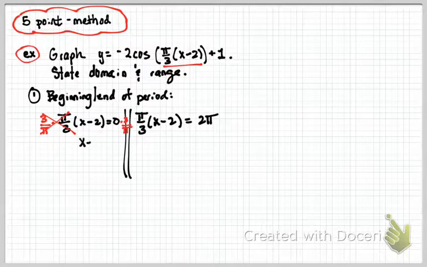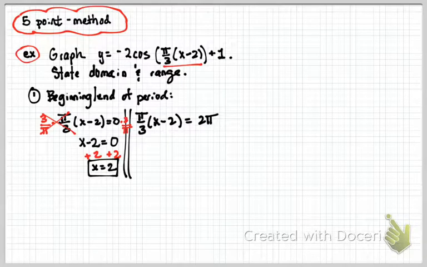You get x minus 2 equals 0. Comes out nice. Where's our beginning point? X equals 2. Okay? That's where we start. All right, go ahead and figure out where we end. Same process, use it on the other side.